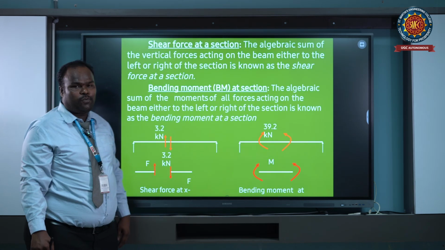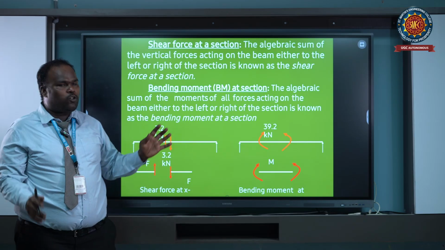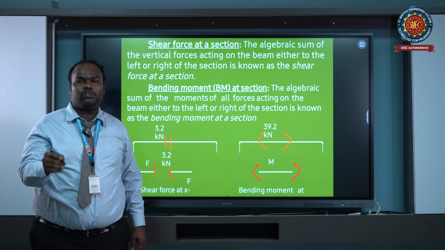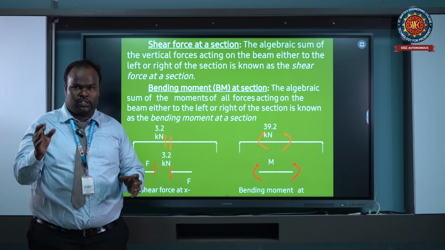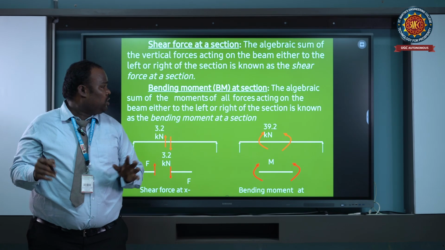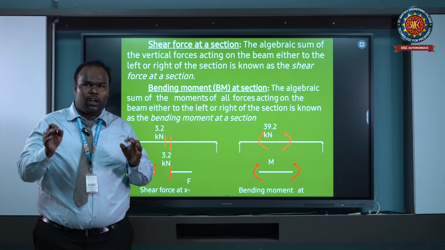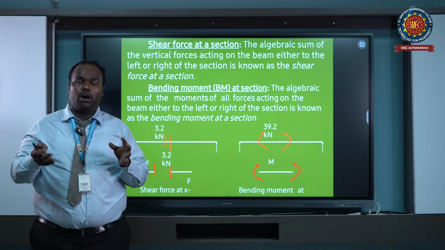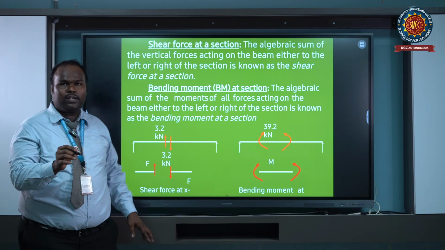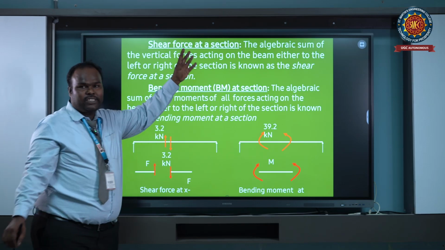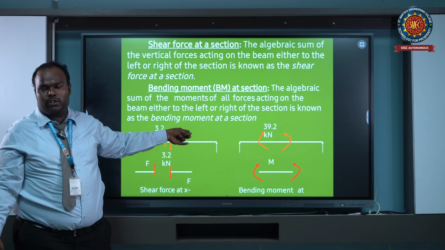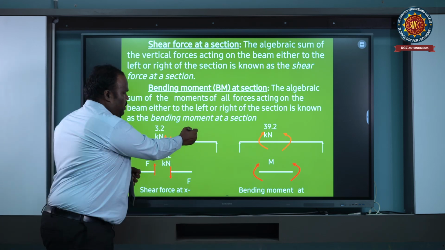And next one, shear force at a section. Shear force is the algebraic sum of all the vertical forces on the left or right of the section. Bending moment is the algebraic sum of the moments of all the forces about the section. The shear force units are kilonewton, while the bending moment units are Newton meter or kilonewton meter.